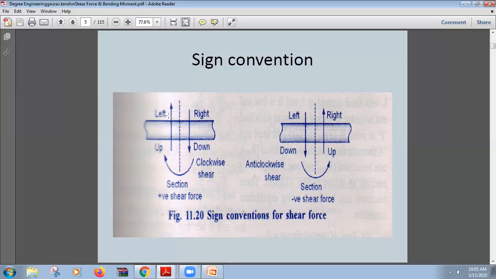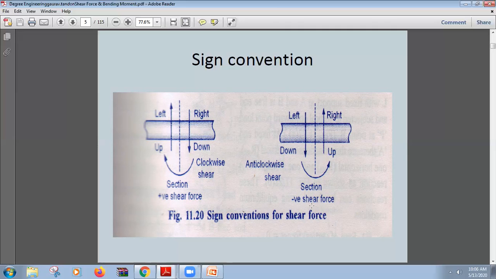If in the left section of the beam, the force is acting downwards, or in the right section, the force is acting in the upward direction, this is negative shear force. So shear force is quite easy and quite simple.